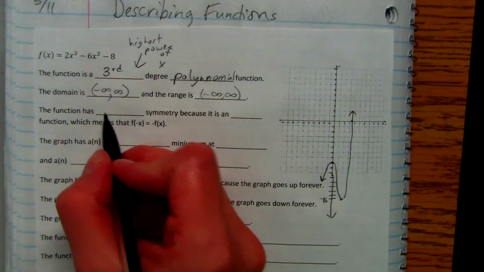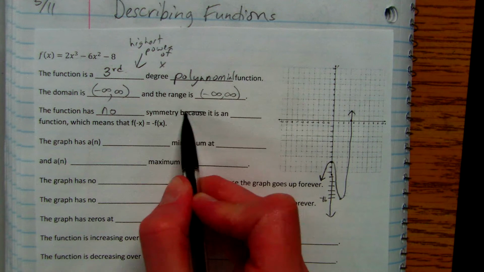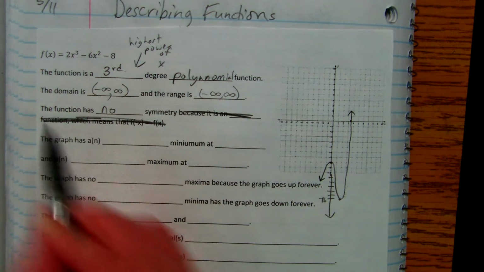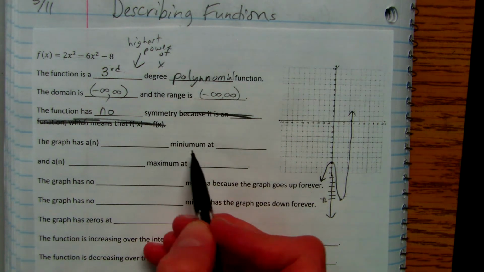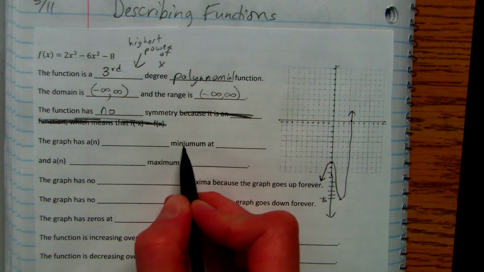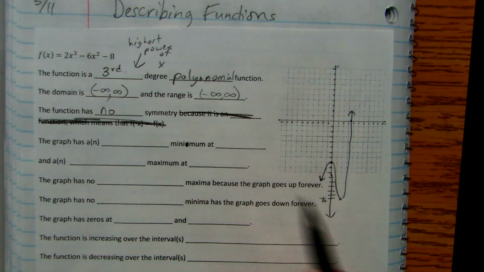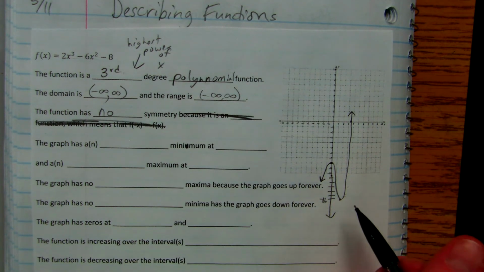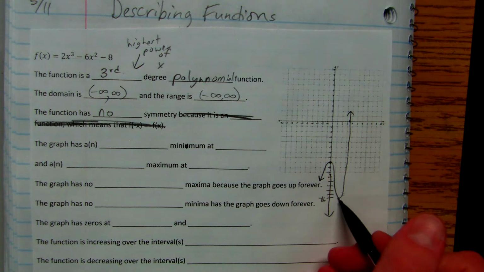So this function has no symmetry. And then this isn't supposed to be here, so we're going to cross that off. Sorry. The graph has a blank, it's supposed to say minimum. I don't know why I spelled that wrong, but I did. That U shouldn't be there. So does it have an absolute minimum? No. We just have a relative minimum over here.